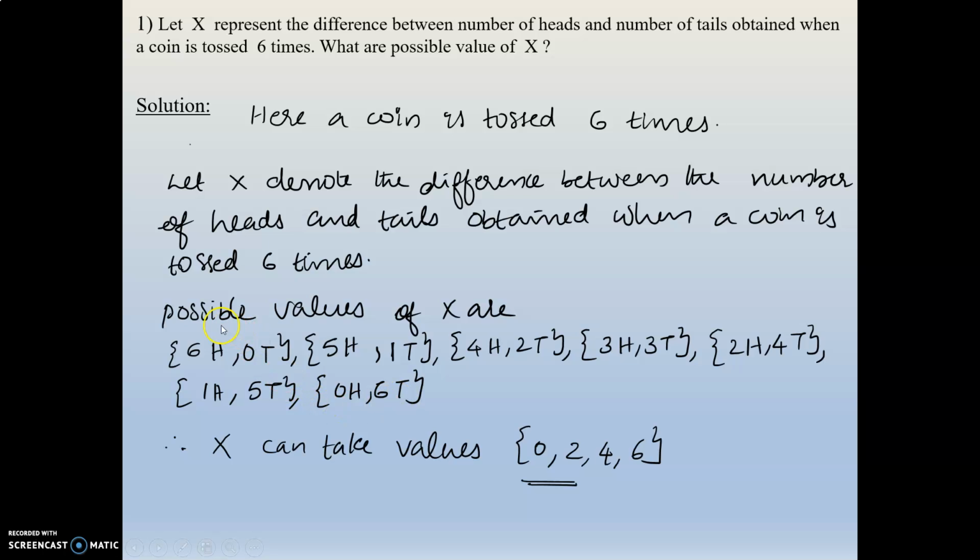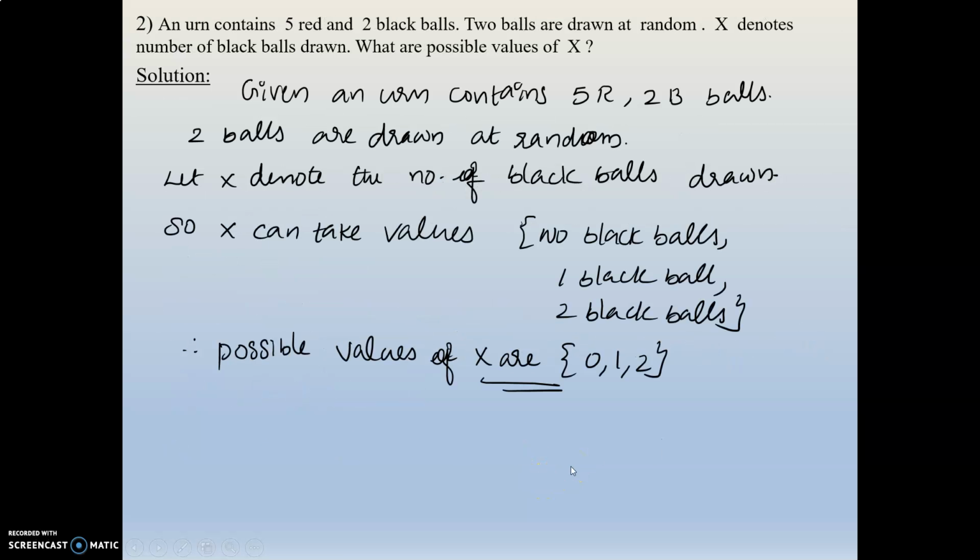So x can take values if 0 heads are there. Here we are representing x as the difference between the number of heads and number of tails. So the difference: 6 minus 0 is 6, 5 minus 1 is 4, 4 minus 2 is 2, 3 minus 3 is 0. So the minimum value is 0 and the maximum value you are getting is 6. That is, x can take possible values from the set 0, 2, 4 and 6.